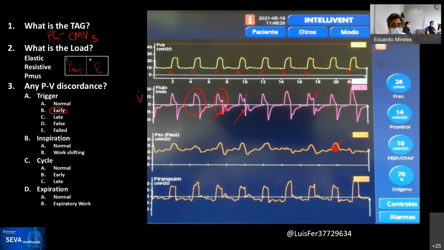Rob? Just another argument for using spontaneous breaths instead of mandatory breaths. Yeah, that's right. All righty.